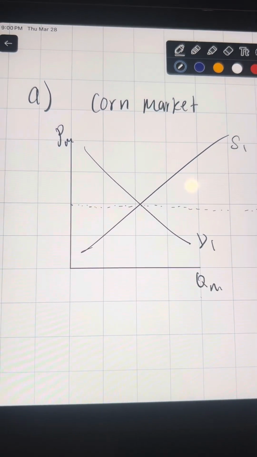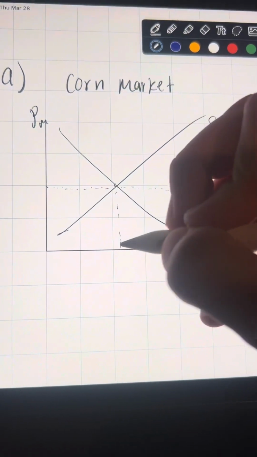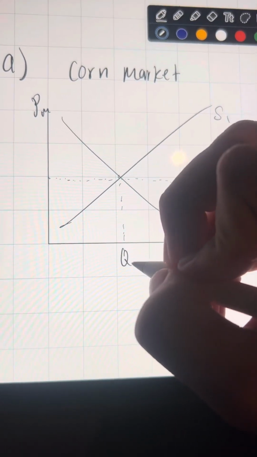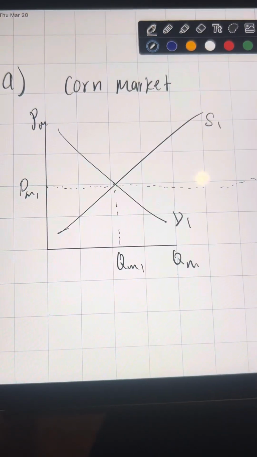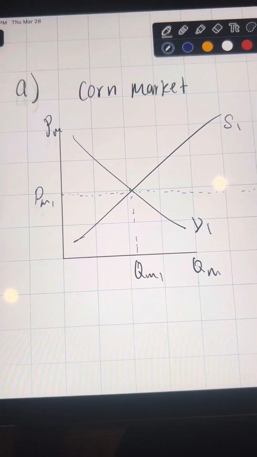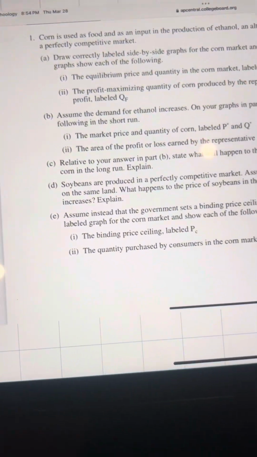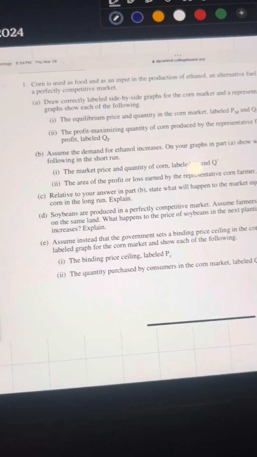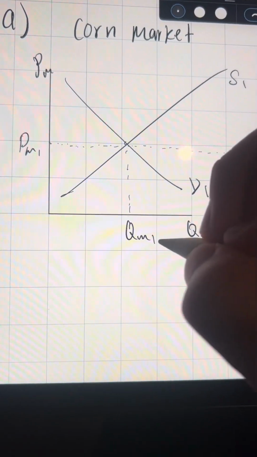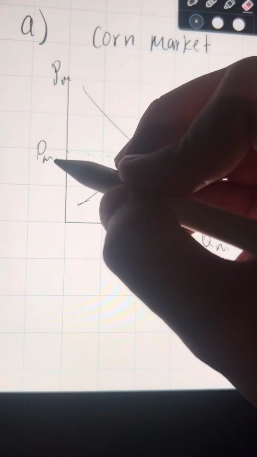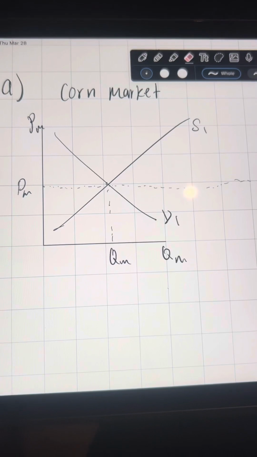And then we could label this as QM1, then PM1. I know the question asks to just label it as PM. I like to label it as PM1, but for this purpose, I guess we'll just erase the 1 so that we can maximize our points.